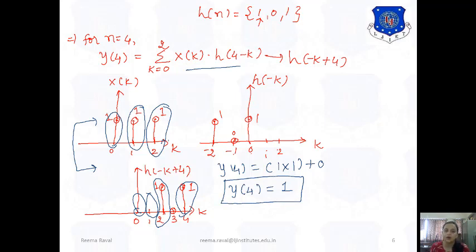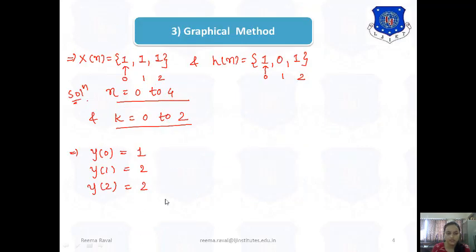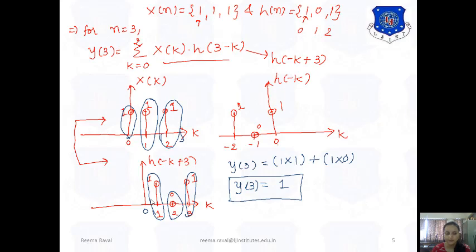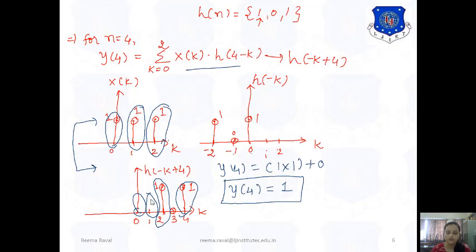Okay, so now we have found out all the values for n equals 0 to 4. Here we have seen that y of 0 is 1, y of 1 is 2, and y of 2 is 2. Next, y of 3 is 1 and y of 4 is also 1. So we can write the final answer like this.